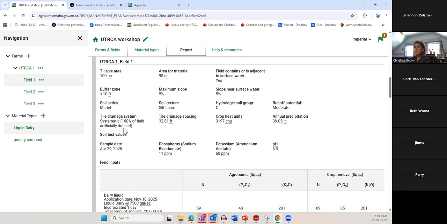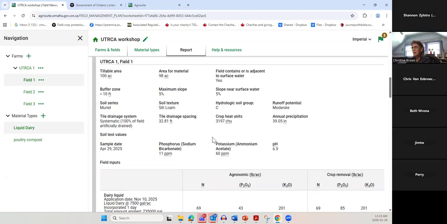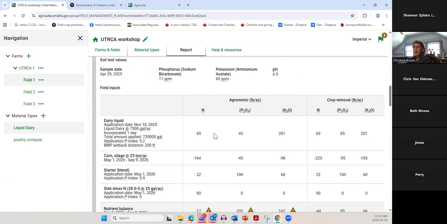which is handy to know if you just pick things out of a hat and you want to update the information. And then it gives me the manure I used. So here it's gone from agronomic and crop removal. So it gives me that information for both, where on the screenshots we used the hybrid. And the hybrid was basically taking the agronomic for nitrogen and the crop removal for phosphorus and potash.